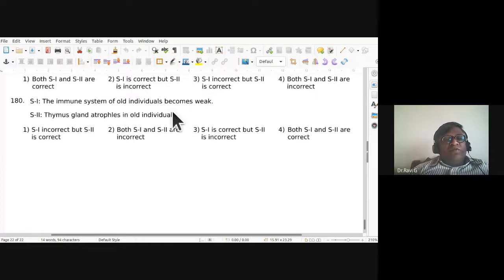The immune system of old individuals becomes weak. Okay, thymus gland atrophies in old individuals. So fourth option, both first and second statement are correct. So this is the correct option for this. Statement 1 and statement 2, both of them are correct.